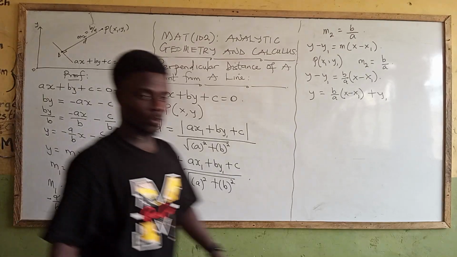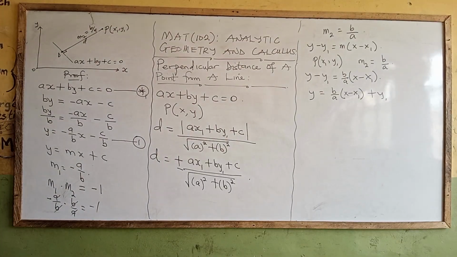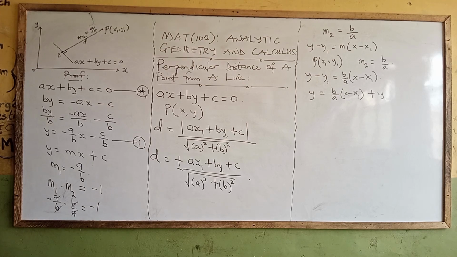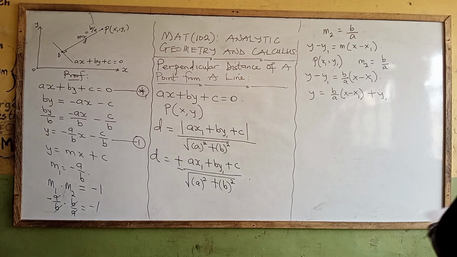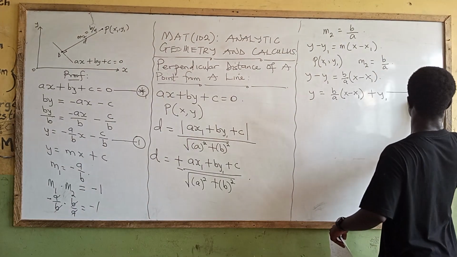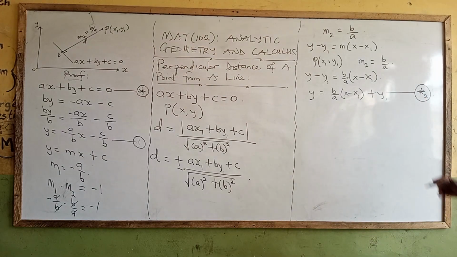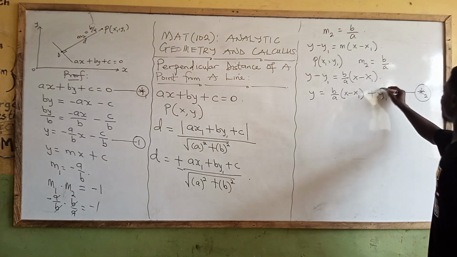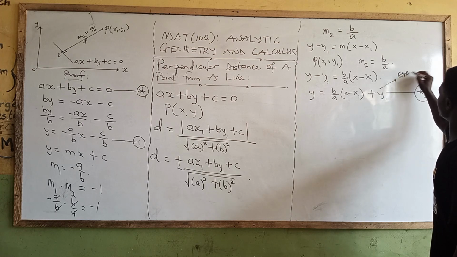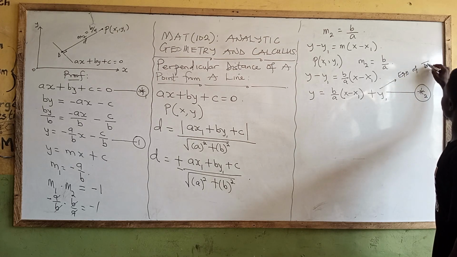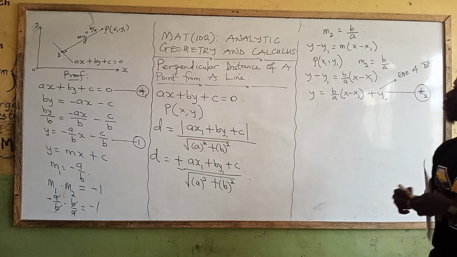Alright, so now let's proceed. We have y equals b over a times the expression x minus x1, plus y1. We can label that as our star 2. So this one is then as well the equation of line DP.